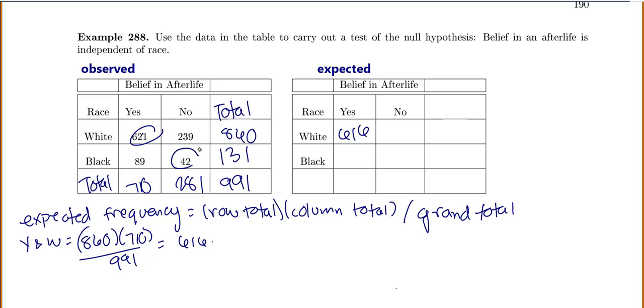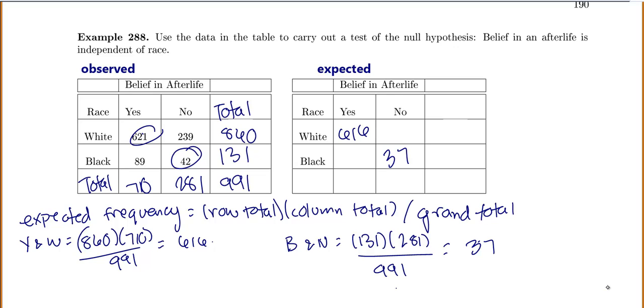And let's do maybe black and no. So black and no, that's 131 for row total and 281 for column total, divided by my grand total of 991. This gives me 37. So here's my 37, and I'm going to go ahead and tell you that the others are 244 and 94.